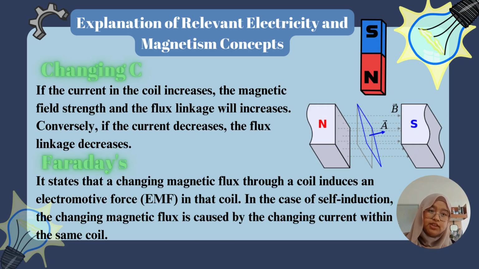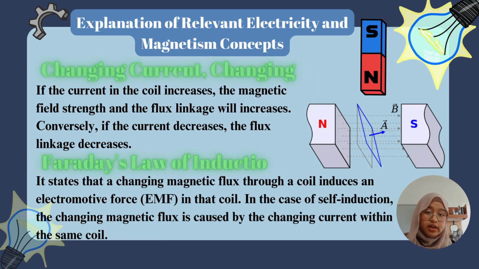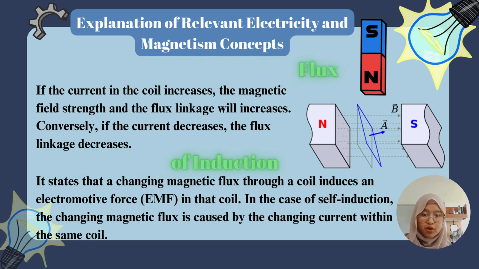So the third part is changing current and changing flux. If the current in the coil increases, the magnetic field strength and flux linkage will increase too. Conversely, if the current decreases, the flux linkage will decrease. Last but not least is Faraday's law of induction. It states that changing magnetic flux through a coil induces an EMF in the coil. In the case of self-induction, the changing magnetic flux is caused by a changing current within the same coil.